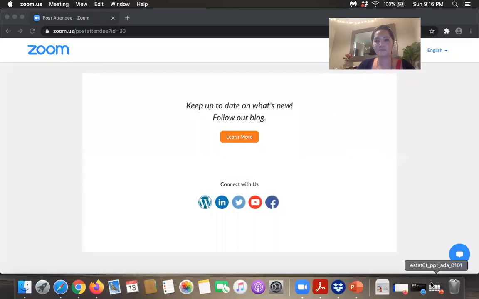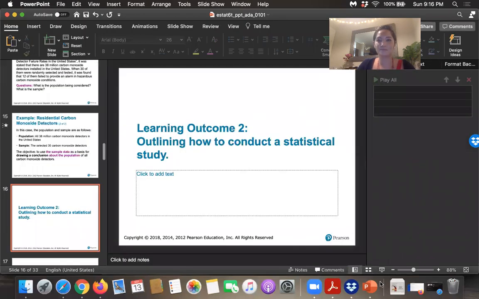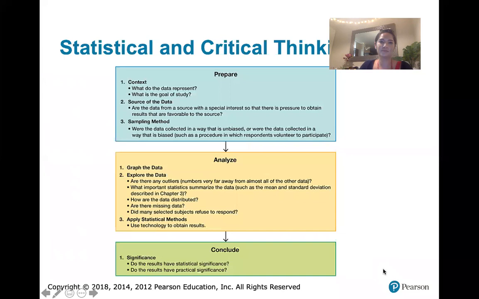And that was about outlining how to conduct a statistical study. So let's look at it again. Share my screen with you again. So basically, we want to prepare for our study.